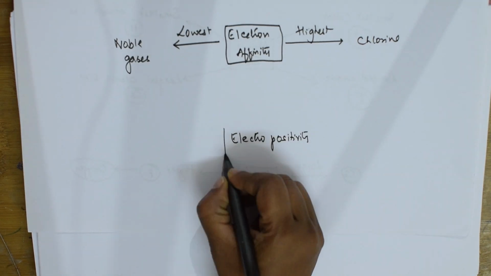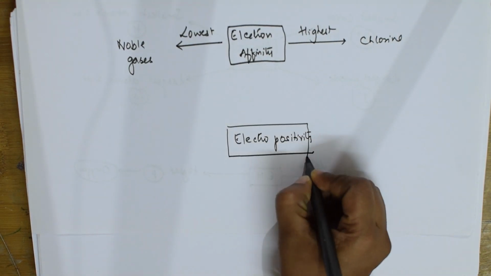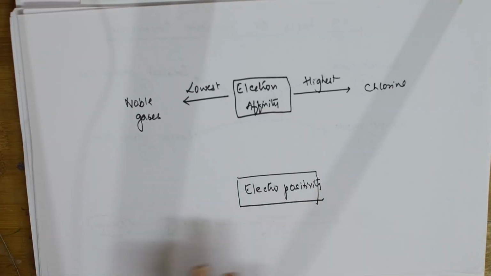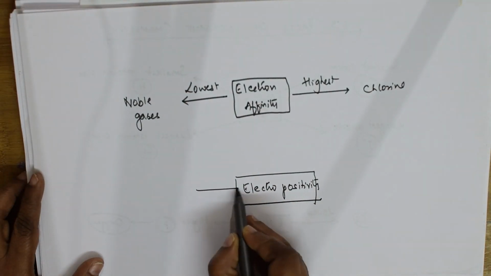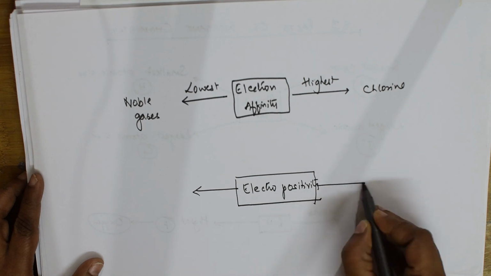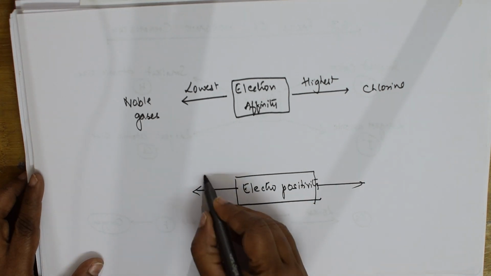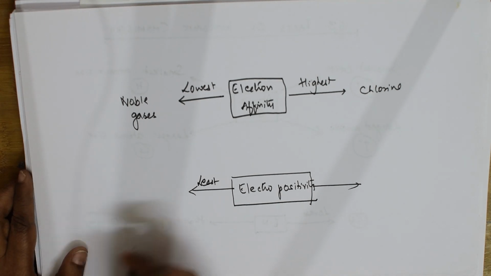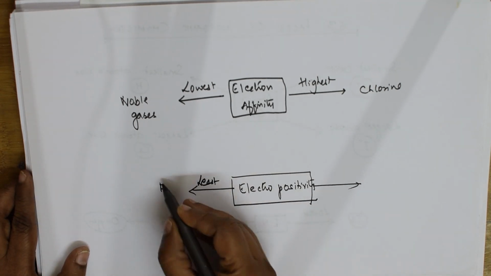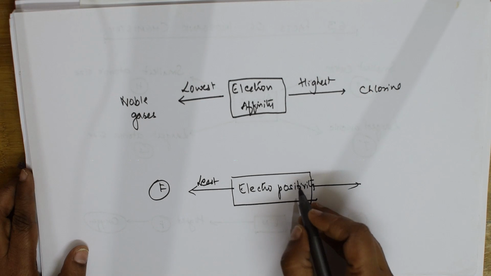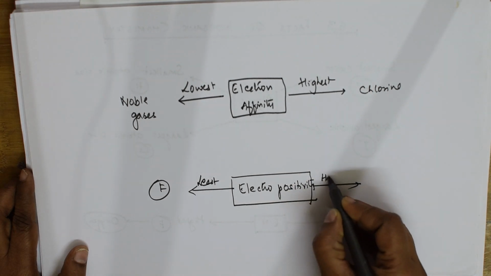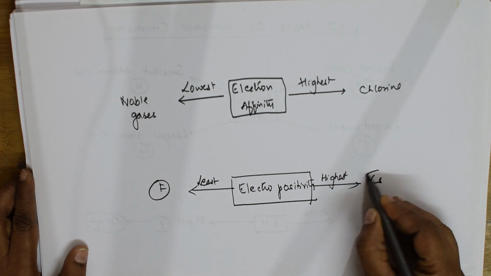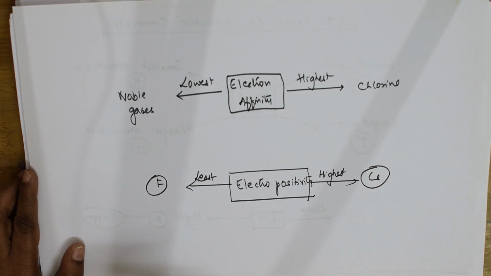So in electropositivity, let me put a box. We have written electronegativity on the earlier page. Now I'm writing electropositivity. Again, as I told you, I'll be writing least on this side and highest on this side. The element with least electropositivity is fluorine. The element with the highest, or most, electropositivity is cesium.